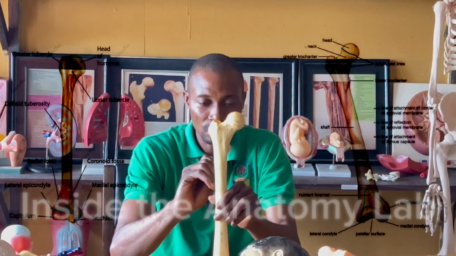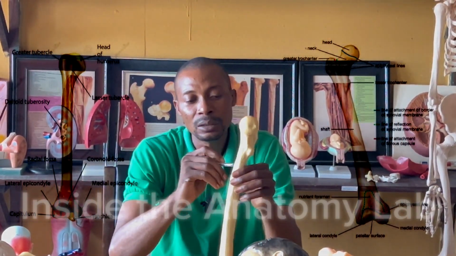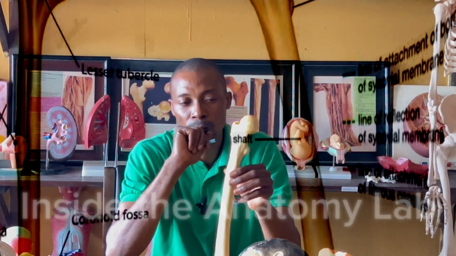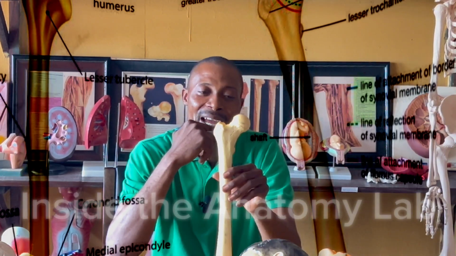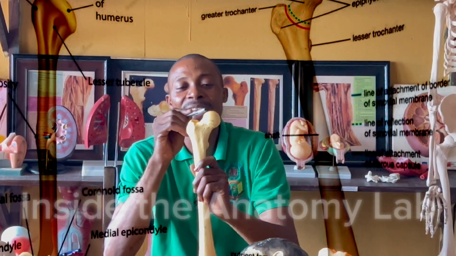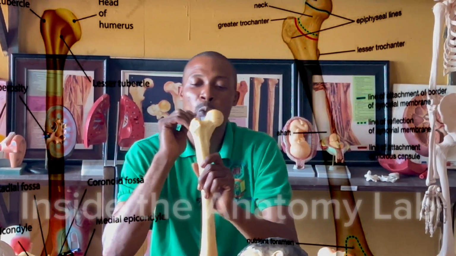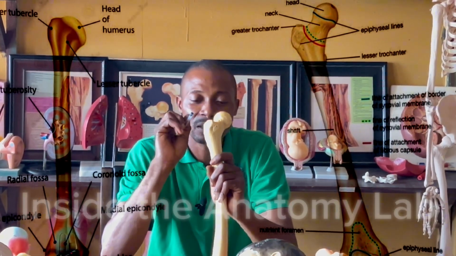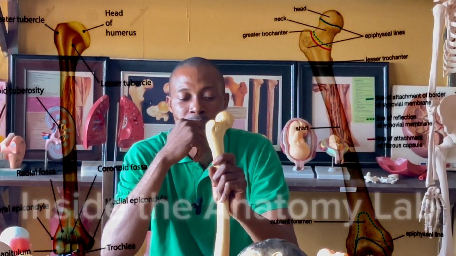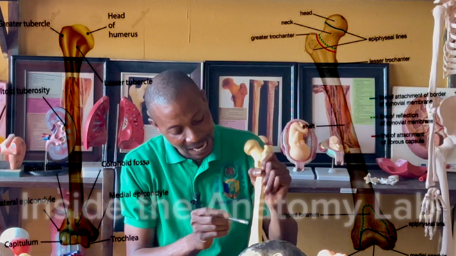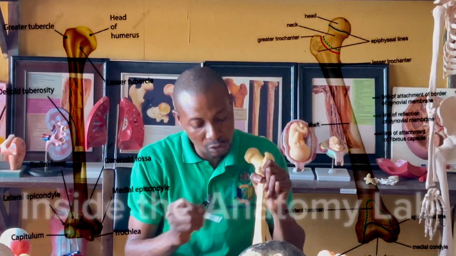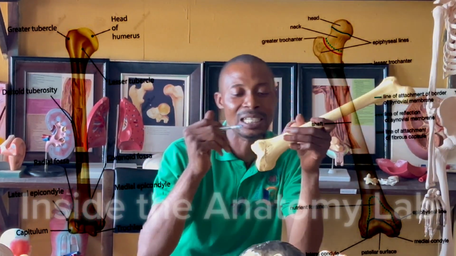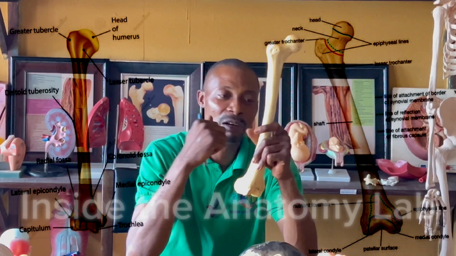Now, the proximal end of the femur, what can we identify? We can identify the head of the femur. We can identify the greater and lesser trochanter. Of course, we can identify the nutrient foramen posteriorly. We can also identify the medial and lateral epicondyles.